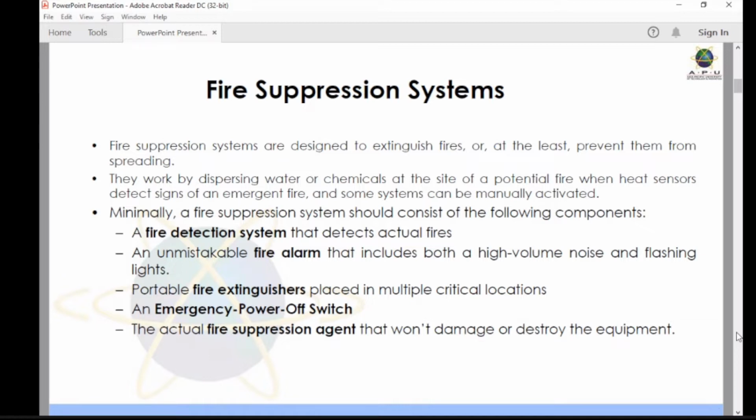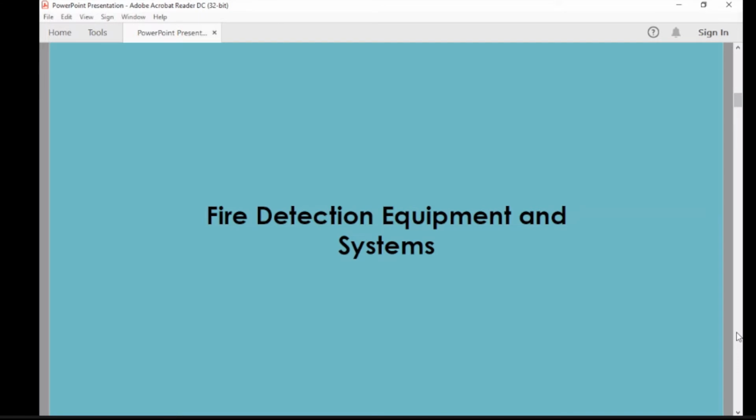And then the actual fire suppression agent that won't damage or destroy the equipment. अब तपाईको रुममा छ भने you can spray water, okay, but if there are servers, just imagine when you spray water on a server, it causes immense damage, okay. So the fire suppression agent for the servers, maybe like a mist or maybe the chemical ones, okay. So we'll discuss about this as well. Fire detection equipment and systems.